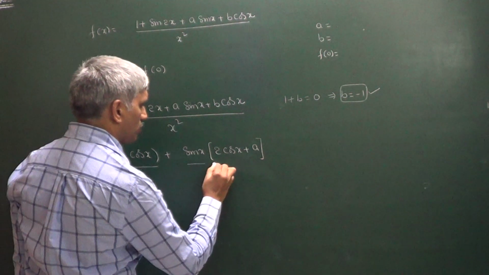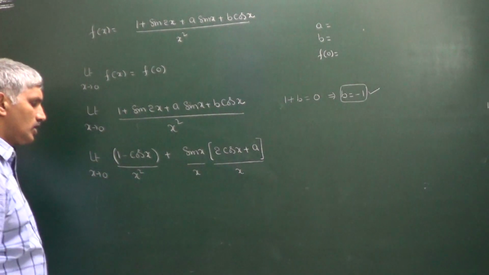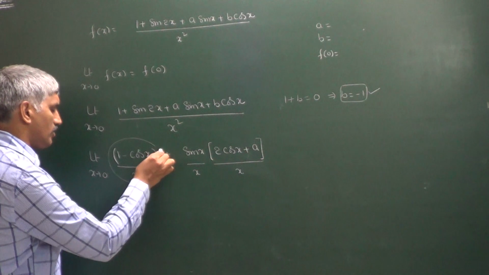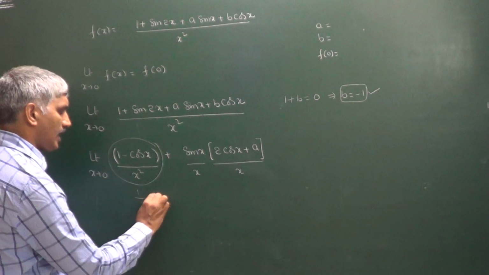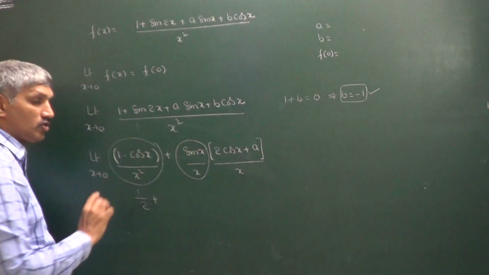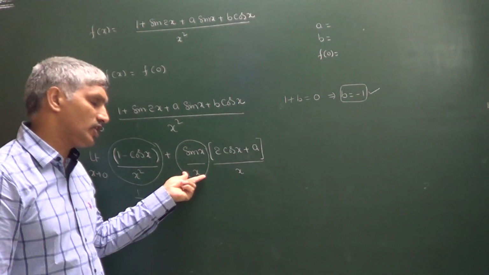Here also we have to write x square. Here x and here this is x. Now you can observe 1 minus cos x by x square. This limit value as x tends to 0 you will get 1 by 2. At the same time limit x tends to 0 sin theta by theta is equal to 1. It's a finite value 1 by 2. This value is equal to 1.